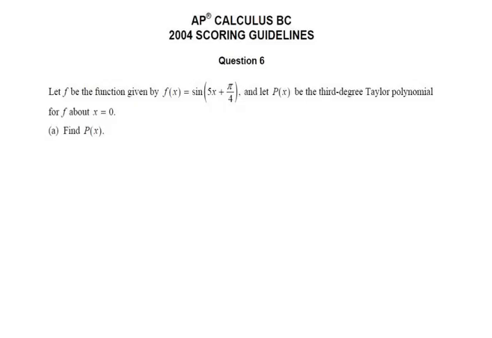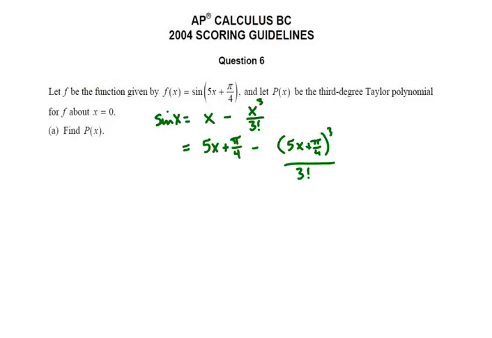One way is to use what we know about the sine function. For example, we know that the third degree polynomial for sine of x would just be x minus x cubed over 3 factorial. And I guess that we would try to replace every x with 5x plus pi over 4. And I guess it would look something like that. I'm really not too confident in using that. Let's look at the other way. Since there's not many terms involved, let's see what happens.